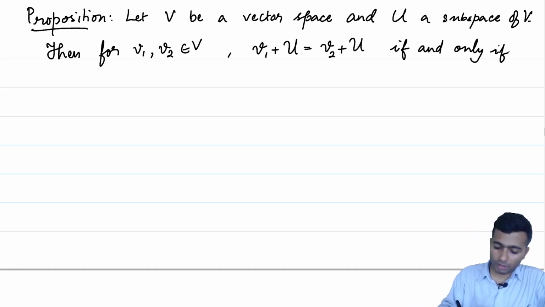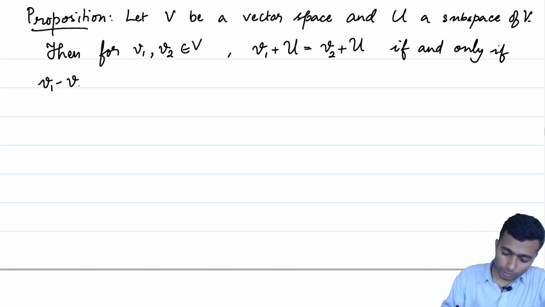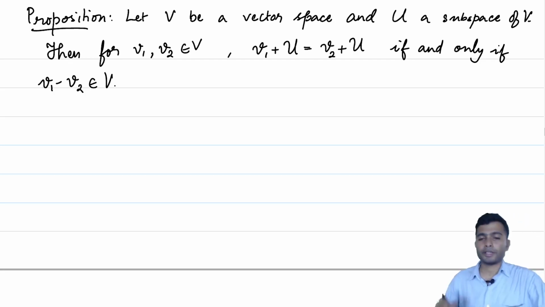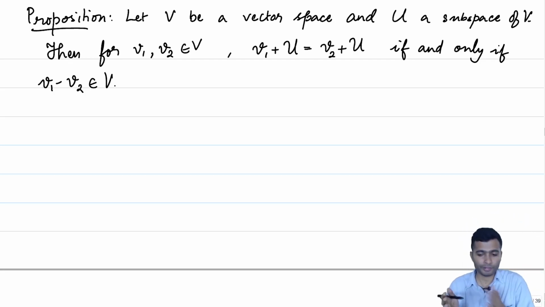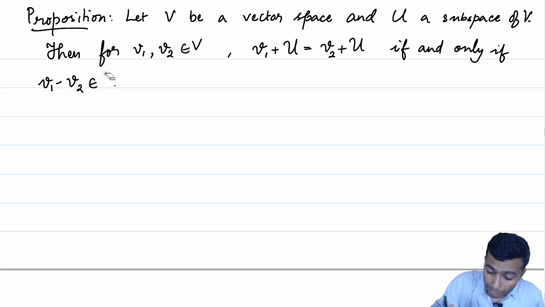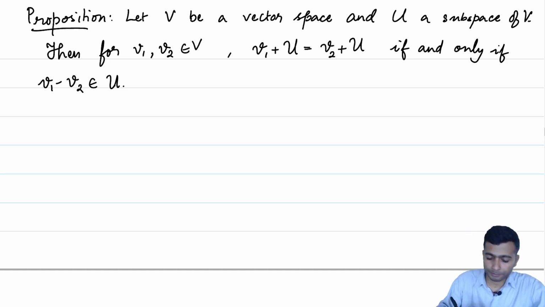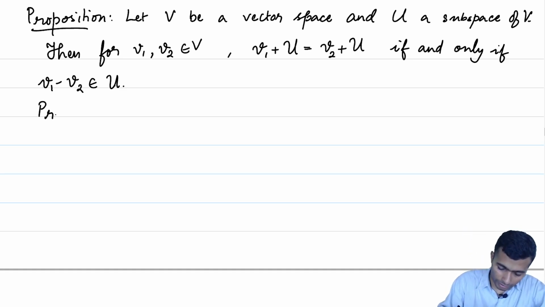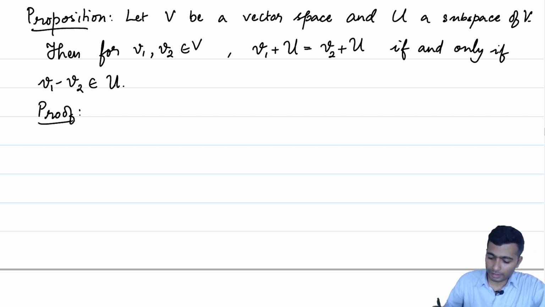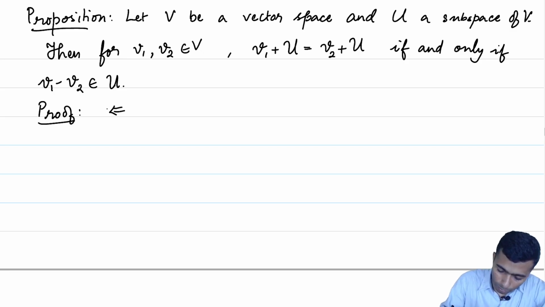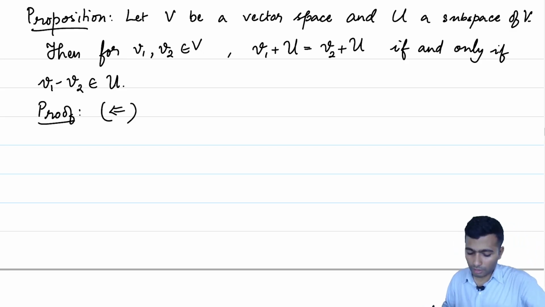as you can see, V1 minus V2 belongs to capital U. If V1 minus V2 belongs to capital U, then the corresponding affine subsets are the same. Let us have a look at the proof. One side is easy, so both sides are easy. Let us however solve the easier side. Maybe this is not the easier side.